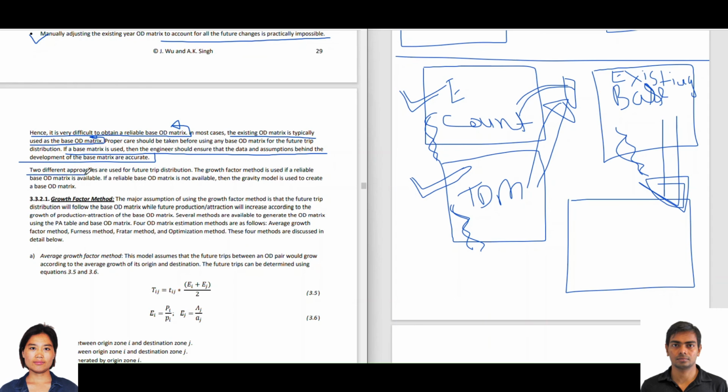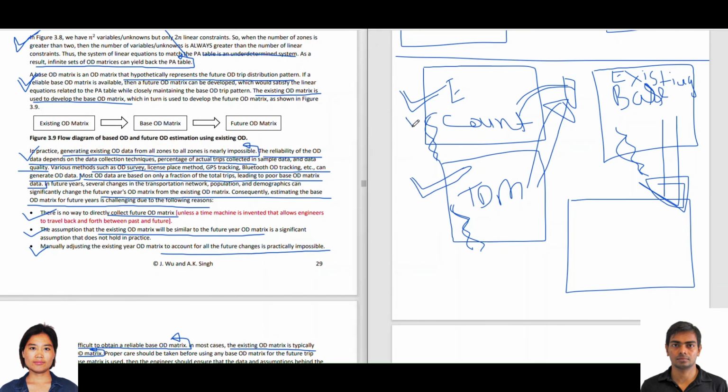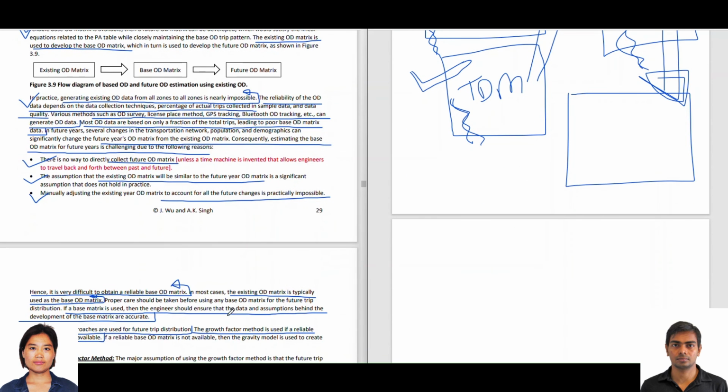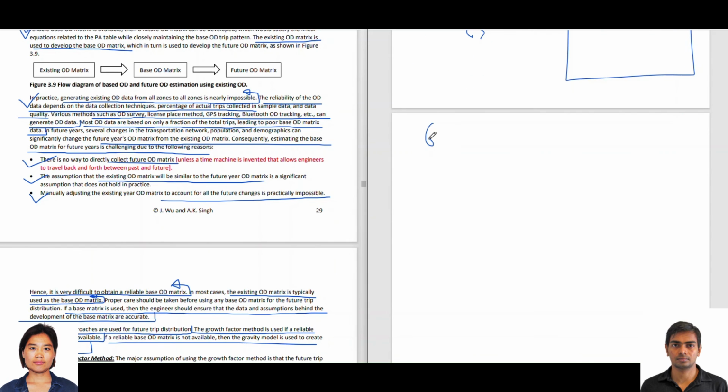So two different approaches are used for future trip distribution. The first one is the growth factor method. The growth factor method is used and is reliable if the base OD matrix is available. So if we are somehow able to generate a base OD matrix which combines the existing counts and future pattern a little bit, then we will use the growth factor method. And if a reliable base OD is not available, then the gravity model is used. In practice, at least for the models I have seen, we go with the gravity model.